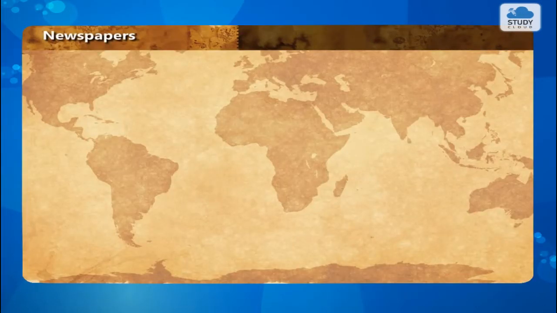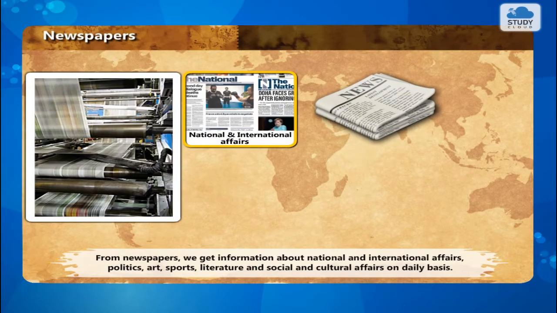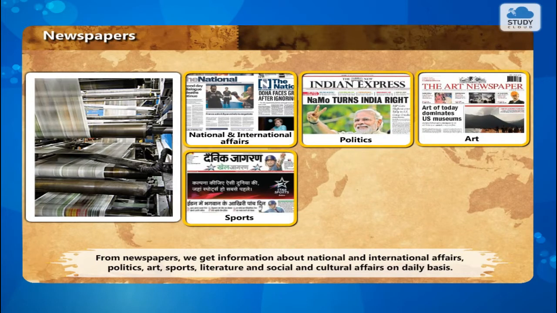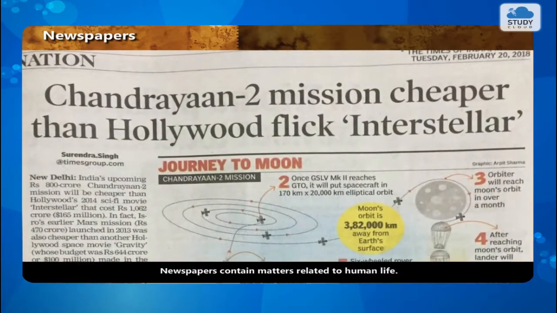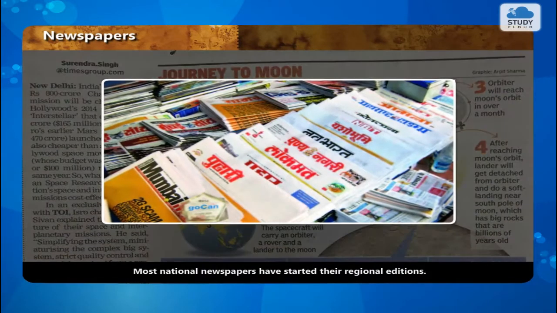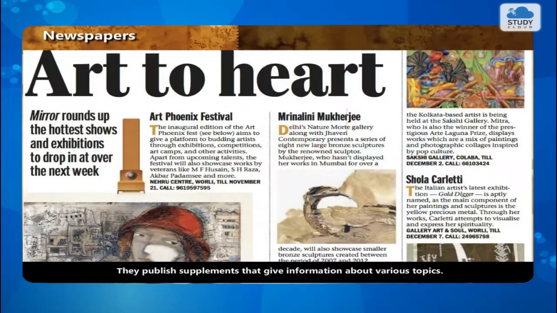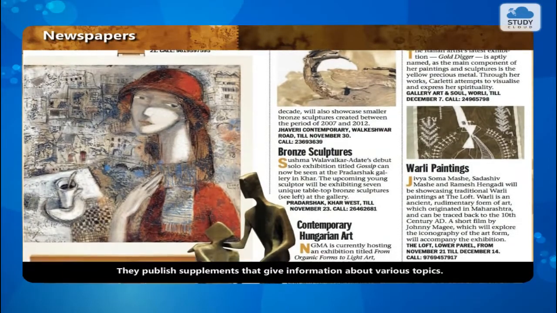Newspapers. From newspapers we get information about national and international affairs, politics, art, sports, literature and social and cultural affairs on daily basis. Newspapers contain matters related to human life. Most national newspapers have started their regional editions. They publish supplements that give information about various topics.